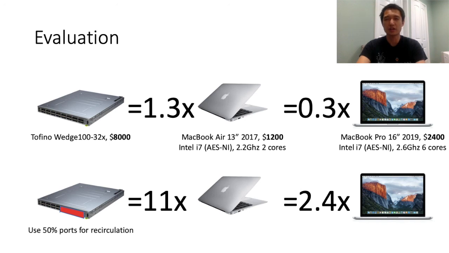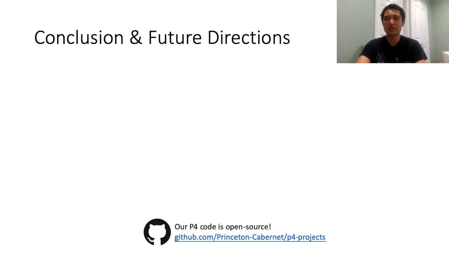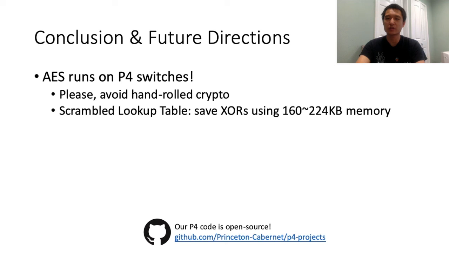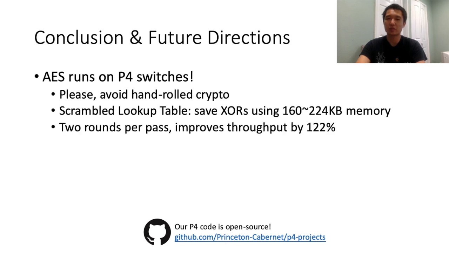To conclude my talk, it's indeed possible to run AES on P4 switches. So for security-related data plane applications, we should seriously consider using standardized cryptography. And please, no more CRC32. Please avoid hand-rolled cryptography. Using the Scrambled Lookup table technique, we save some XOR operations at the cost of using less than megabytes of memory. We can complete 2 AES encryption rounds per pipeline pass, bringing a 122% improvement in throughput compared with the baseline with only 1 round per pass.